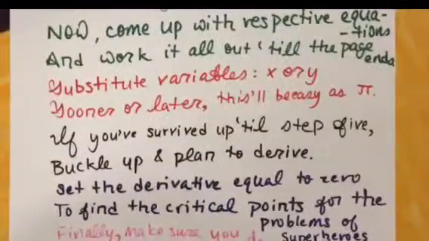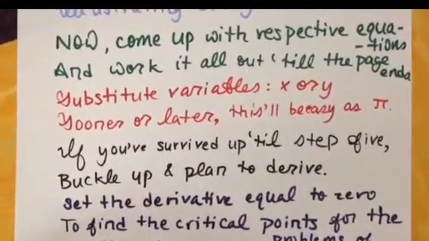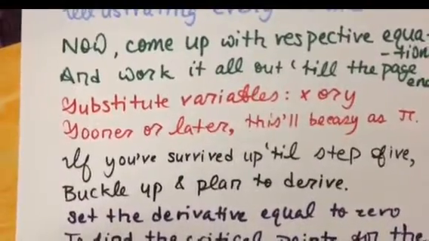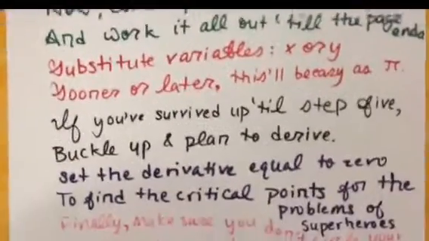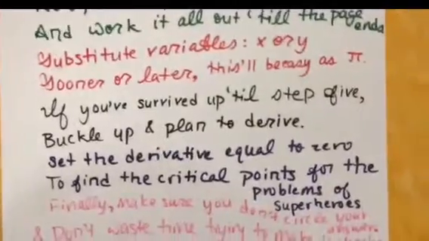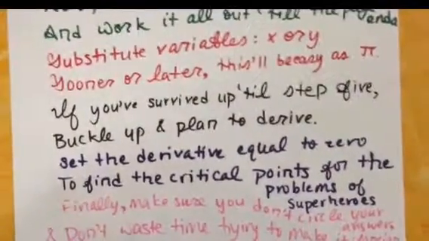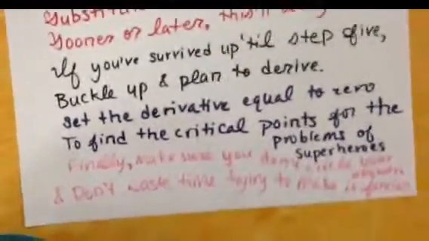If you survived up until step 5, buckle up and plan to derive. The puns everywhere. Set the derivative equal to 0 to find the critical points for the problems of our superheroes. Finally, make sure you don't circle.